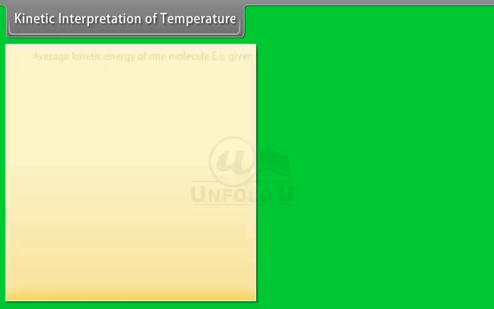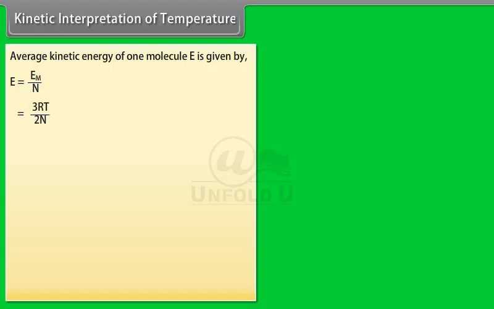Kinetic interpretation of temperature. Average kinetic energy of one molecule E is given by E = Em/N = 3RT/2N = 3kT/2, where k is Boltzmann's constant.